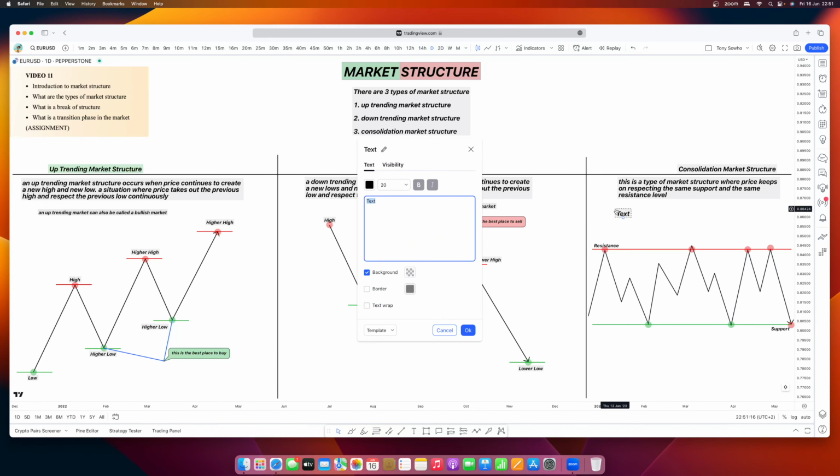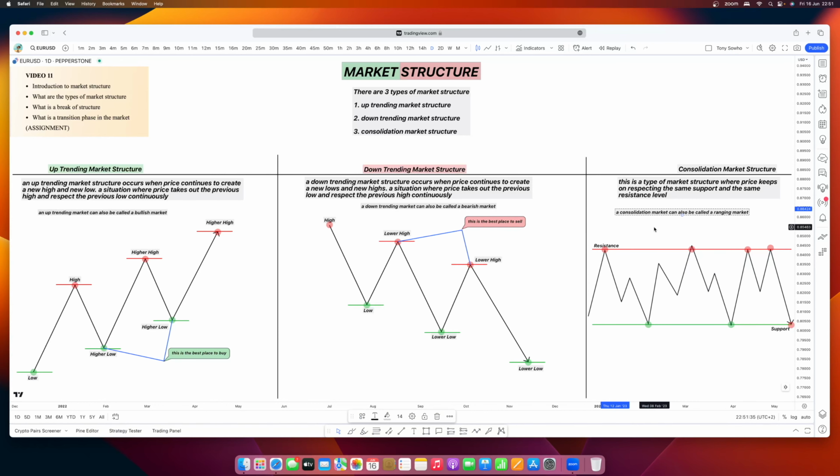Price is ranging. So a consolidation market can also be called a ranging market. Exactly. So price is just ranging at the resistance and the supports. And all of these things, there is another name we call this thing. What is happening in this area? I'm going to be teaching you that much later.